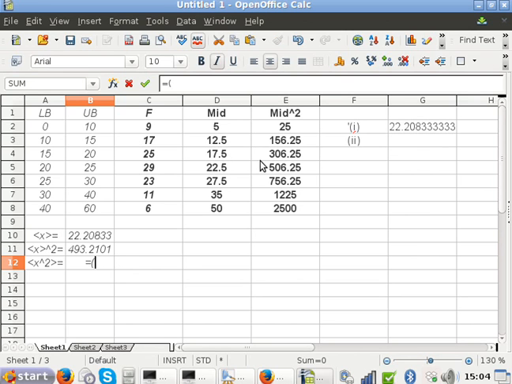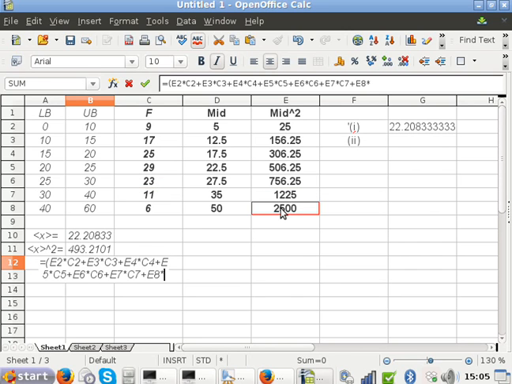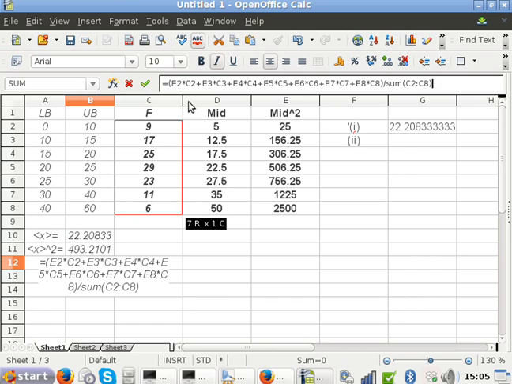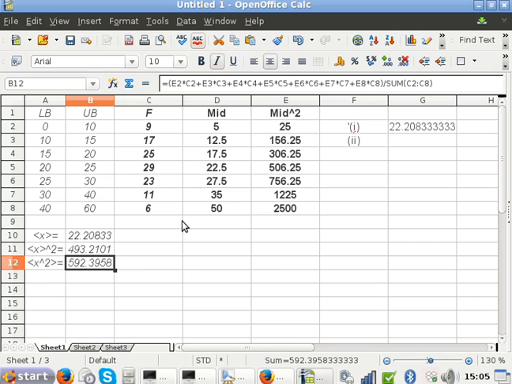Yeah, that's it. So we would do 25 multiply 9 plus this number multiply 17 plus this number multiply 25 plus this number multiply 29 plus this number multiply 23 plus this number multiply 11 plus this number multiply 6 and then divide by? The total frequency. All these added together. So I get this number.